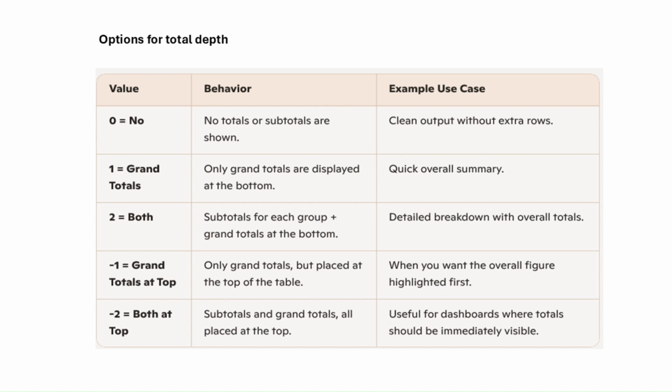Subtotals for each group plus grand totals at the bottom. Detailed breakdown with overall totals. -1 equals grand totals at top. Only grand totals, but placed at the top of the table. When you want the overall figure highlighted first. -2 equals both at top. Subtotals and grand totals, all placed at the top. Useful for dashboards where totals should be immediately visible.